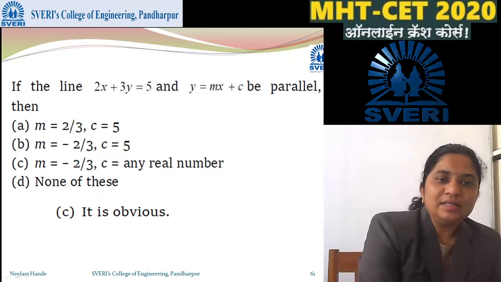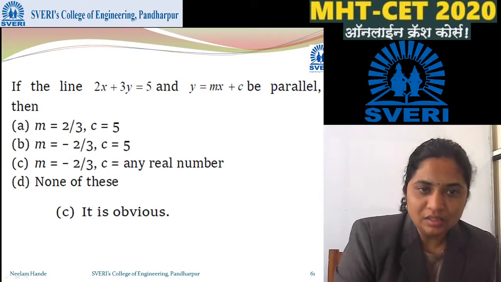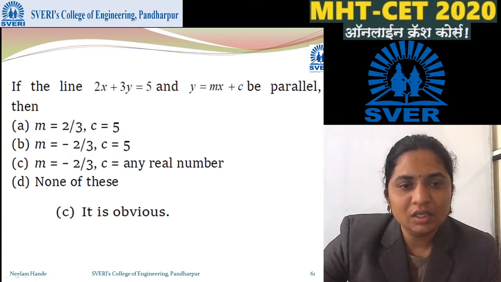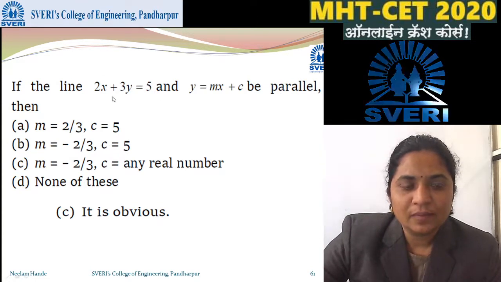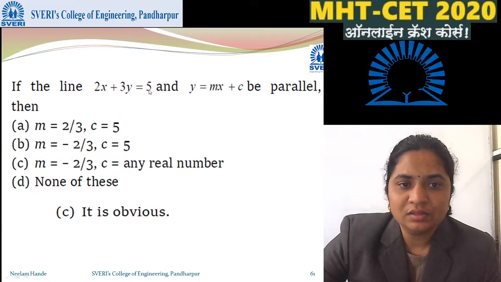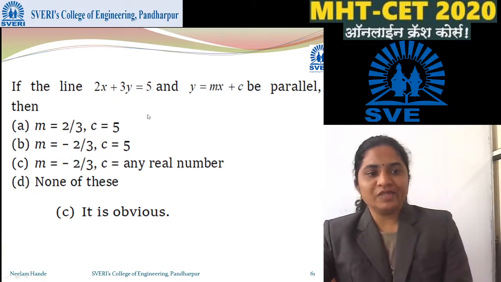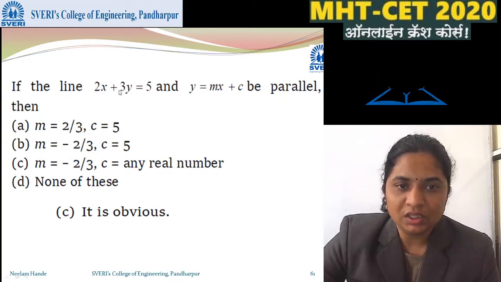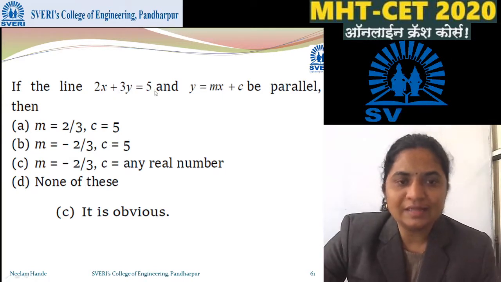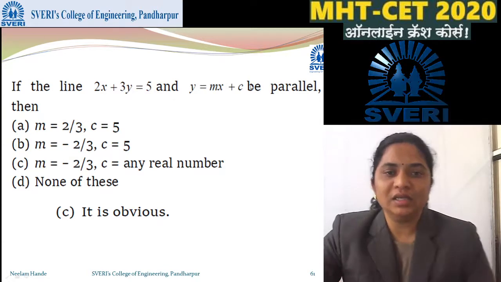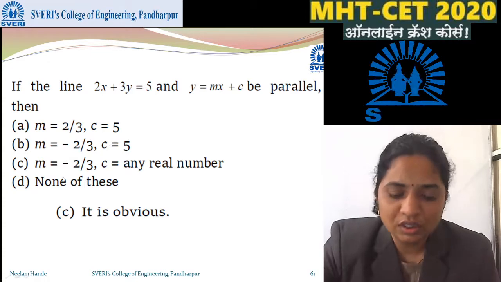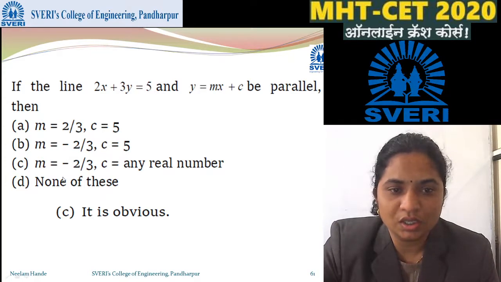Next, the two lines here are parallel. So it is very obvious that we try to write it as y is mx plus c. So we write y is mx plus c. So obviously m is minus 2 by 3 for this equation, and c, since the parallel condition is given, we can choose anything. So c is any real number, so our correct option is C.